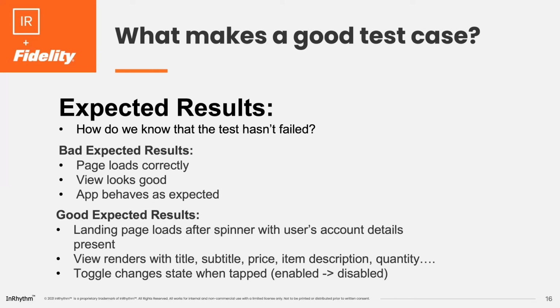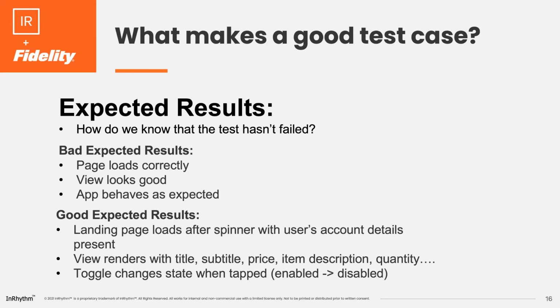View looks good. I've seen that one before. That's the same issue. App behaves as expected. These are all really, really vague and up to interpretation. We don't want that. We want specificity and we want very, very, very clear acceptance criteria and expected results.